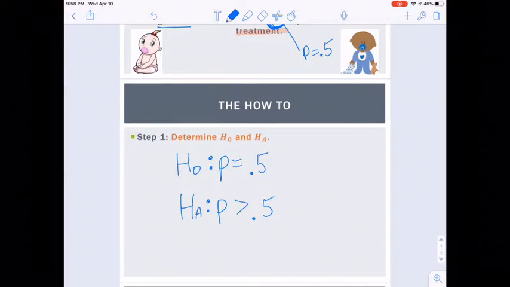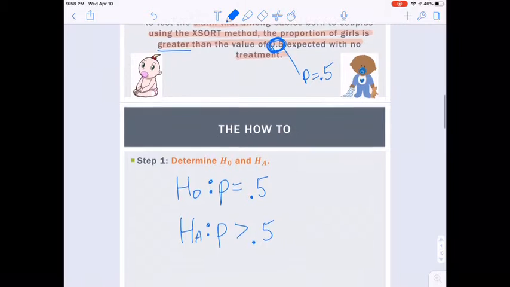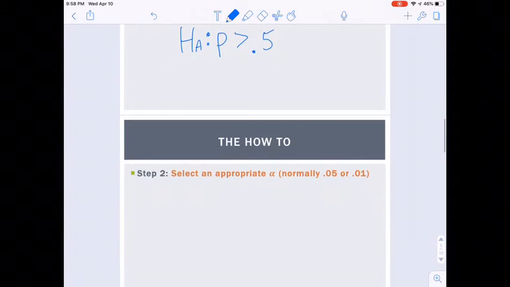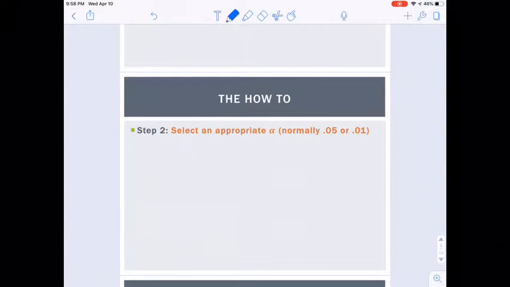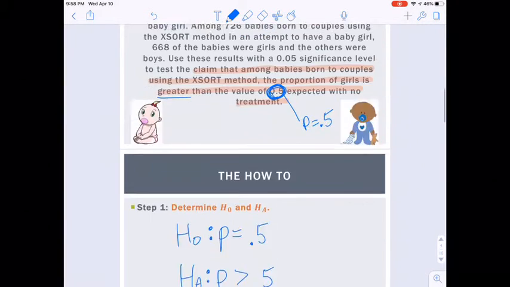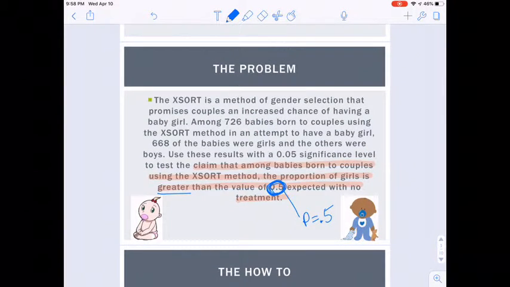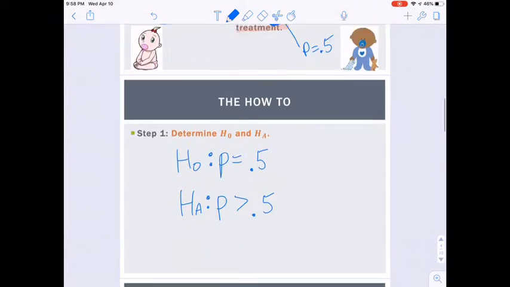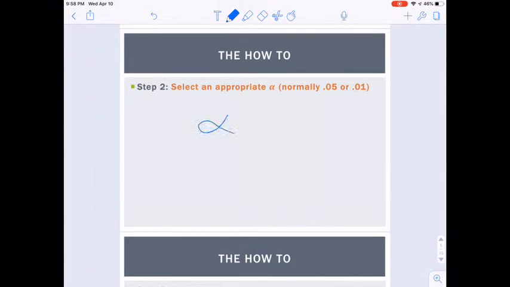And those are our hypotheses. The null hypothesis is that the proportion is 0.5. That's the status quo. That's what we expect. And the alternative is, you know what, actually it's bigger than 0.5, the chances of having a baby girl given this treatment. Easiest question we could get. Next, what's the significance level? Well, our significance level is stated to us here. They want us to use a 0.05 significance level. So we're going to say alpha equals 0.05.